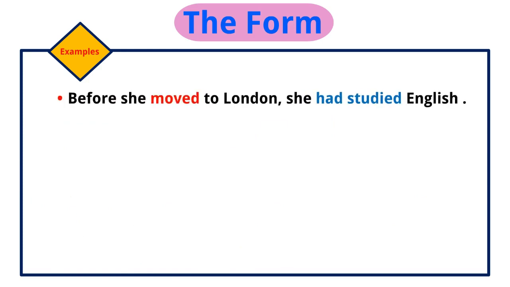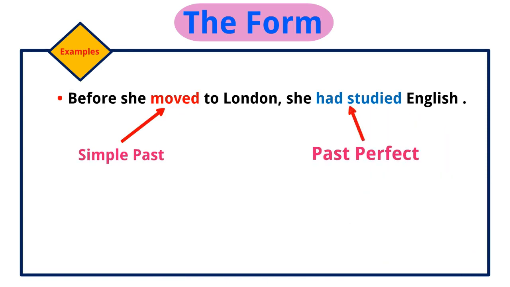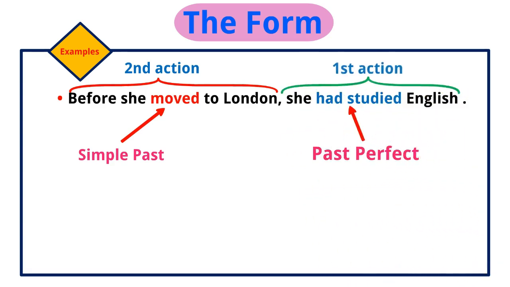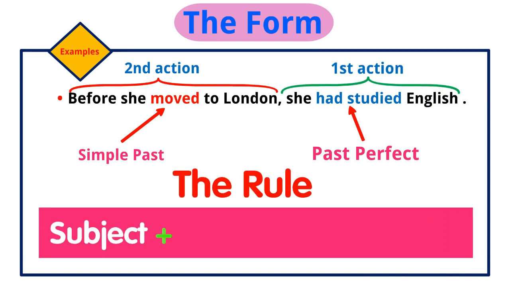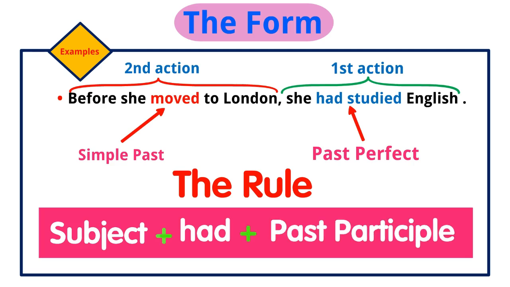Another example, before she moved to London, she had studied English. The verb moved is in the simple past and the verb had studied is in the past perfect. So before she moved to London is the second action that happened in the past, and she had studied English is the first action which happened in the past. So the rule of the past perfect is subject plus had plus past participle.